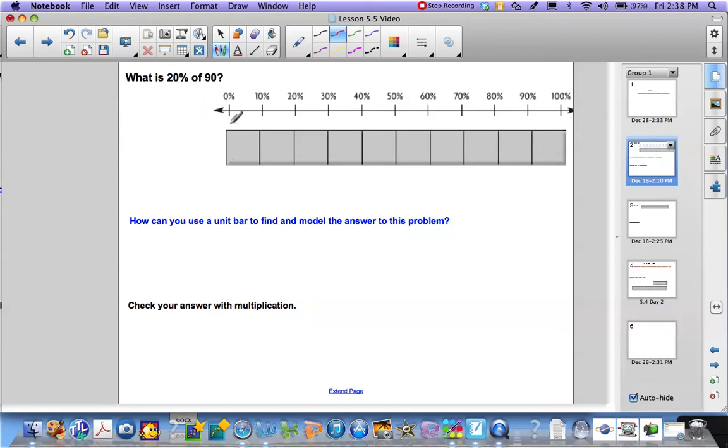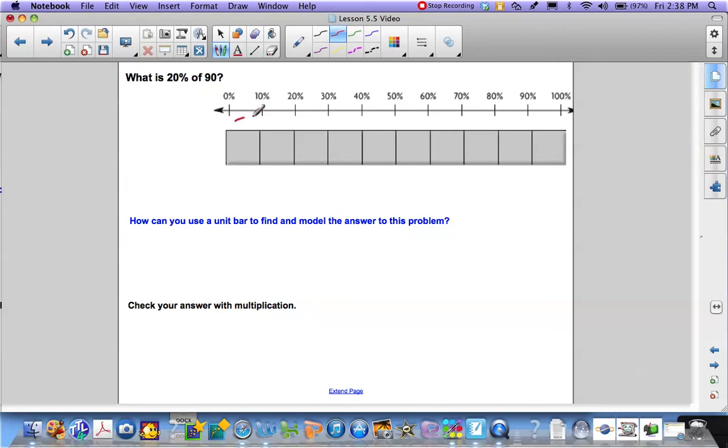Well, if I have 10 boxes and all together that whole thing is equal to 90, then I know I can do 90 divided by 10 and get 9, and the value of each box is 9. So I know that 10% of 90 is 9. And the question asked, what is 20% of 90? Well, if all 10 boxes are equal to 90, then one box is equal to 9, and two boxes, which is equal to 20%, 9 plus 9 is 18, so 20% of 90 is 18.